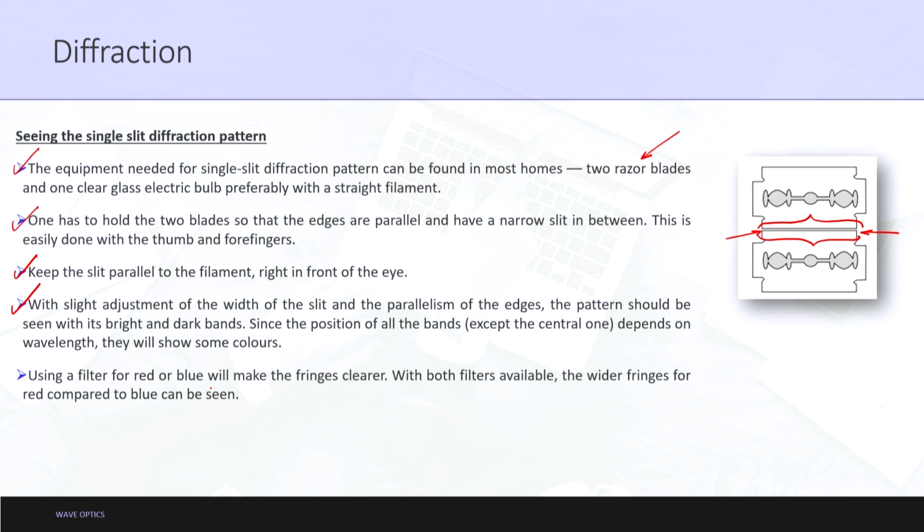Using a filter for red or blue will make the fringes clear. If we use a filter for red or blue color, the fringes will be observed much more clearly, and with both filters available, the wider fringes for red compared to blue can be seen. This is the similar scenario which we observed in the concept of interference fringes in Young's double slit experiment.